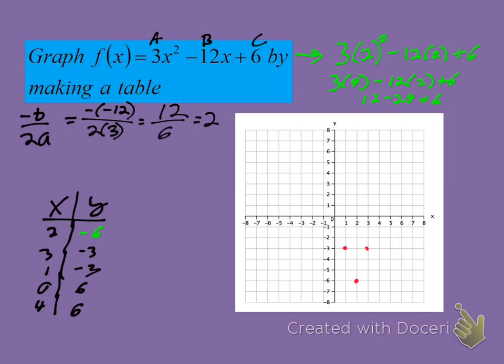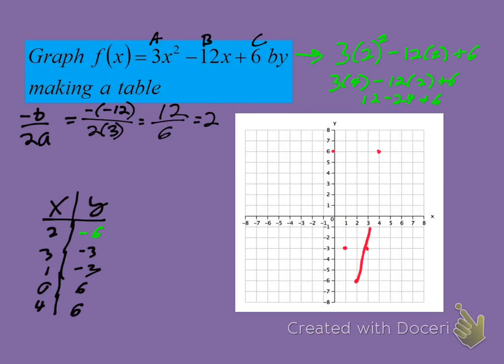And we got 0, 6, and we got 4, 6 like that. All right, now, as you guys probably figured out already, these are kind of a pain to draw. Just do your best, okay?